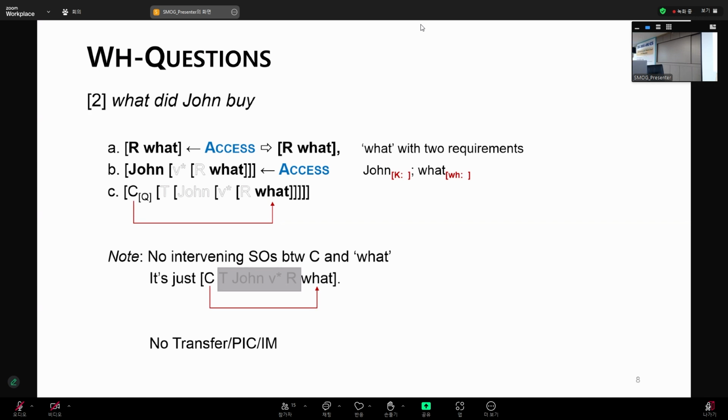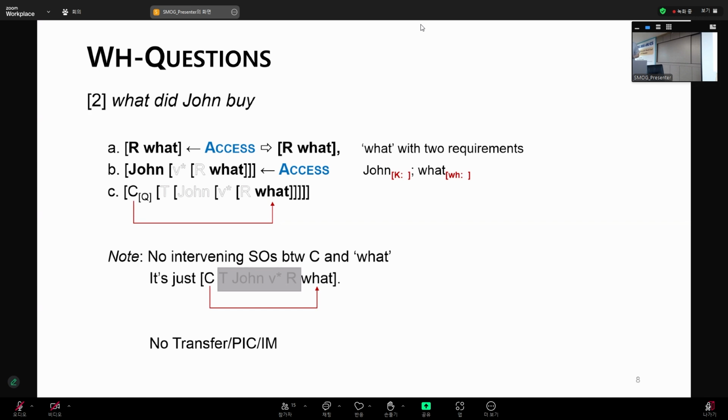So at this stage, even if the case has been specified, it still remains active because the operator-related property has not been specified at all. So at this stage, both John and what remain active, or visible, or accessible. And finally, C-Q is introduced. And then there's Agree going on between the two, and when the operator feature, wh feature or Q feature, is satisfied, then finally all of the syntactic objects will be happy.